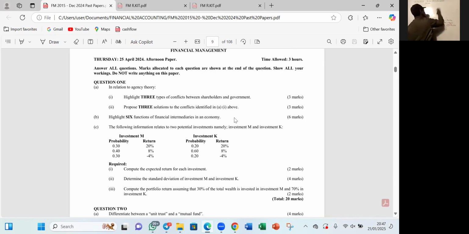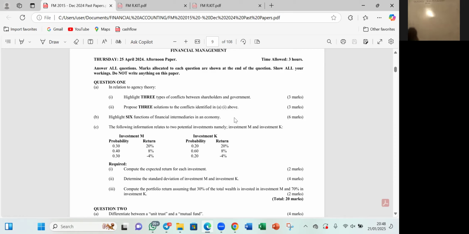The following information relates to two potential investments, namely investment M and K. Investment M, probability, returns. Investment K, probability and returns. Required: one, compute the expected return for each investment. Two, determine the standard deviation of investment M and investment K. Three, compute the portfolio return assuming that 30% of the total weight is invested in investment M and 70% in investment K.